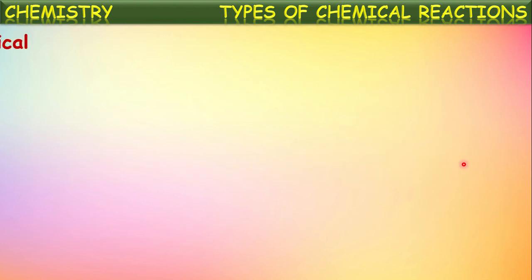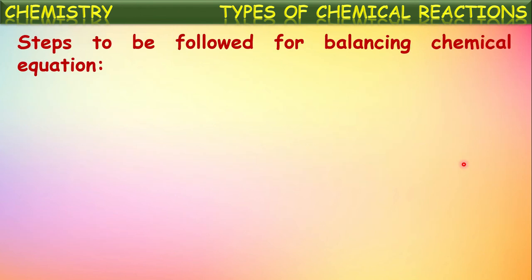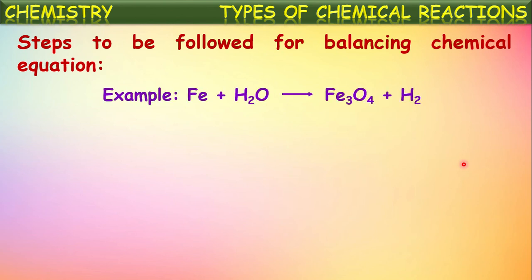Now let us try to understand the steps to be followed for balancing a chemical equation. So how can we balance a chemical equation? Now let us see step by step. Let us consider the same unbalanced chemical equation which you have seen just now, representing the reaction between iron and water to form iron oxide and hydrogen. As we know, this is not a balanced equation, isn't it?